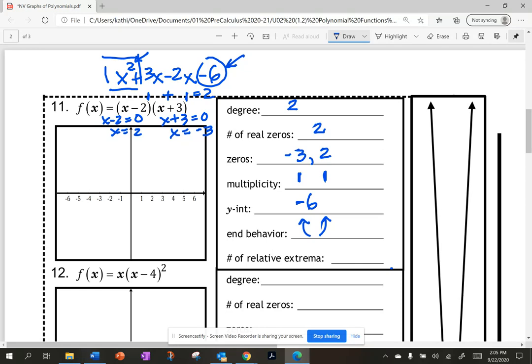So to plot my graph, I am going to first plot my zeros. So I have minus 3 and 2. Next, I'm going to put in my end behavior. So I know I begin at negative infinity and I end at negative infinity. And I know that my y-intercept is at minus 6. So I'm going to just say this is minus 6. So I want to know where the zeros are and where the y-intercept is. So I know I need to come down and return back up. So taking a look, I see that I have one minimum.